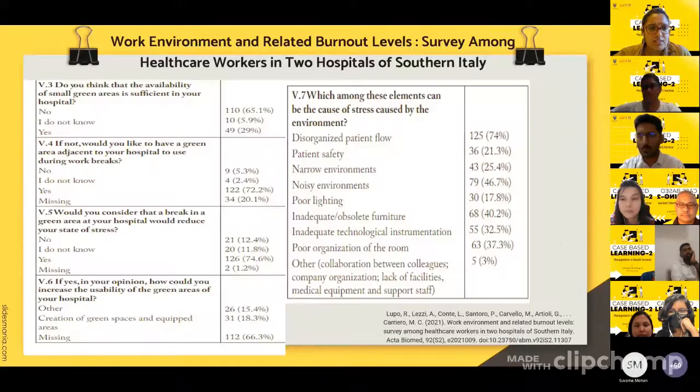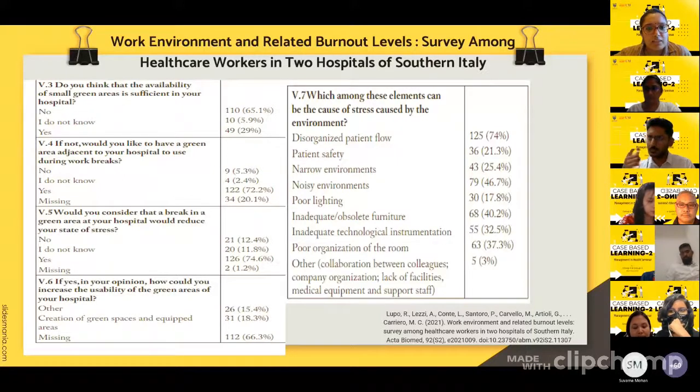And these are just some statistics that have been done in Italy on how work environment relates to burnout levels. So I'll just focus on important ones, like which among these elements can be the cause of stress, apart from disorganized patient flow. I think disorganized patient flow is what actually brings down a healthcare personnel. Immediately they get stressed out.